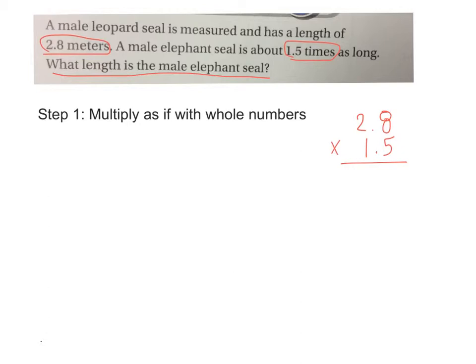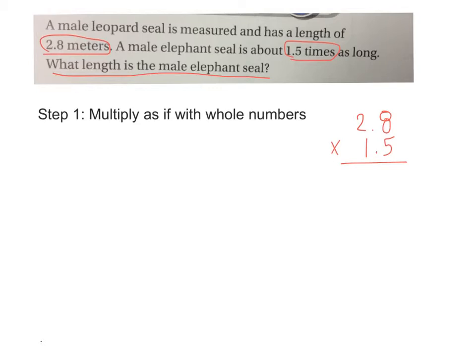Your step 1 in multiplying, thank you to those of you who are taking good notes. Those of you who aren't, you're not learning right now, so make sure you take good notes. The first step, and I want you to write this down, step 1: multiply as if they were whole numbers. Right now I have two decimal factors, 2.8 and 1.5. How do I change them to become whole numbers?